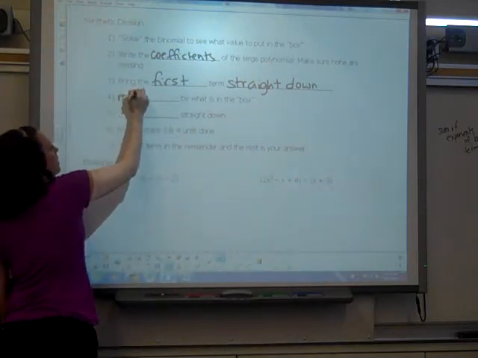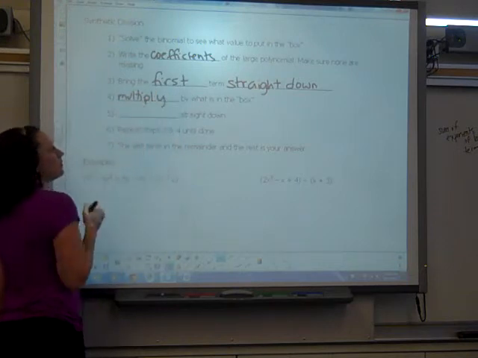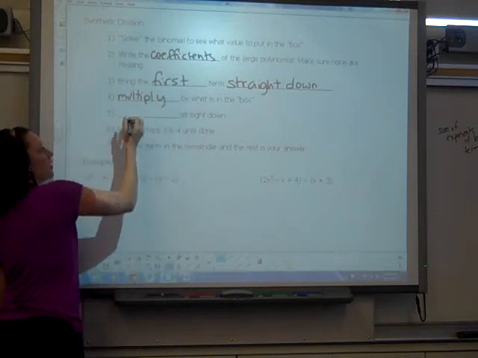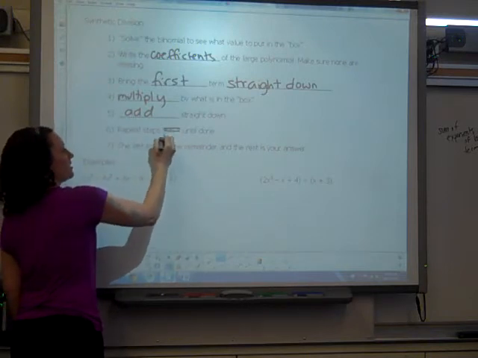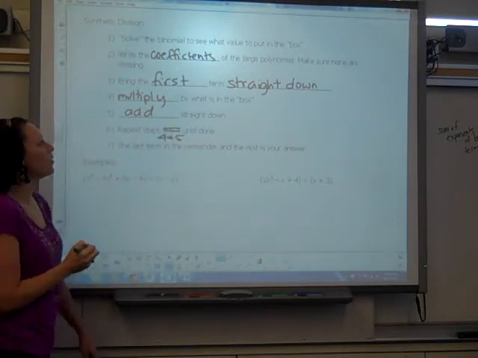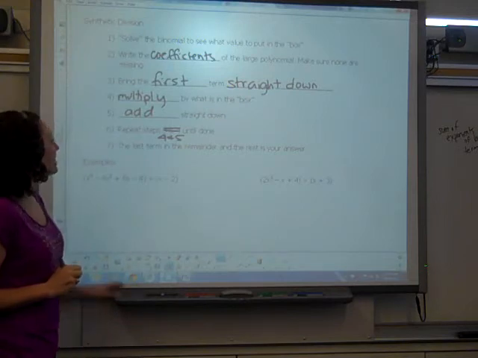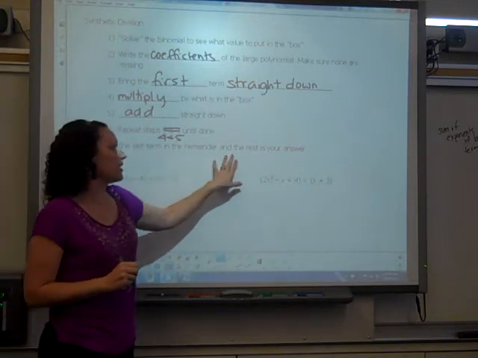Multiply by what's in the box. Then you add straight down. One of these years I'll actually fix my notes. This should say steps 4 and 5. We're going to keep repeating steps 4 and 5, the multiplying and adding, until we get to the end. The last term is the remainder and the rest is your answer.